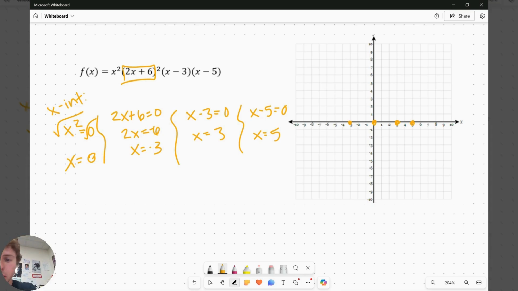Well, notice we also need to know the multiplicity. I know the multiplicity at 0 is 2. That means it's even, it's going to bounce. I know the multiplicity at -3 is also 2, so it's going to bounce. Versus the multiplicity at both of these will go through.